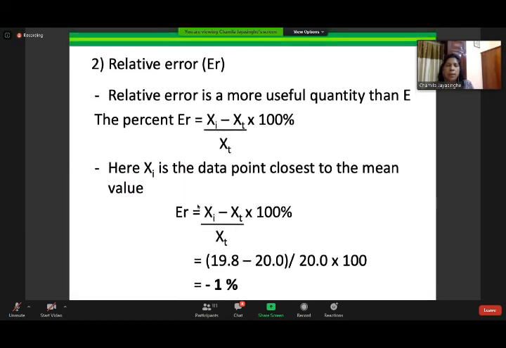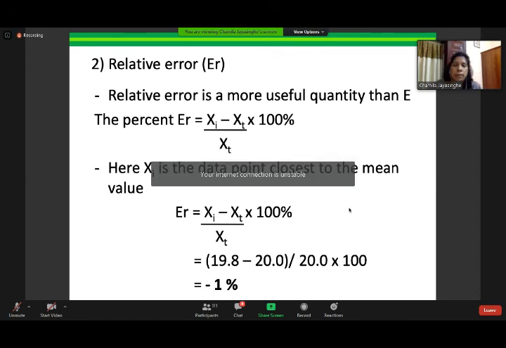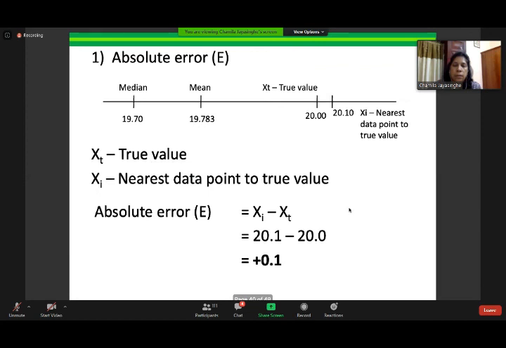Mean value is xi, 19.783 minus 20, divided by the true value, into 100. What's the answer?